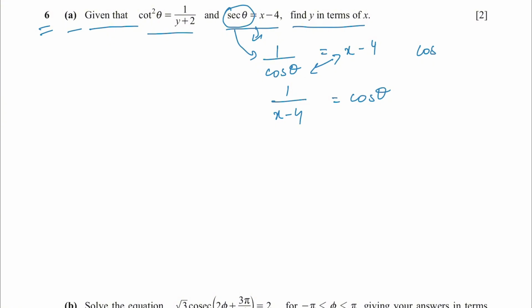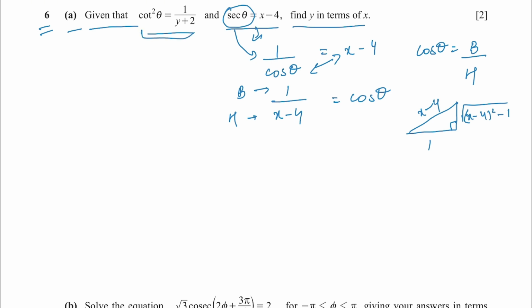Now let's remember cos theta is basically base over hypotenuse. So this is our base and this is our hypotenuse. Let's draw a triangle. So this would look something like this. Our hypotenuse is x minus 4 and our base is 1. We can use Pythagoras theorem to calculate our perpendicular side. So this would be x minus 4 whole squared minus 1. So we got our perpendicular side as well. Now what we can do is substitute it over here.